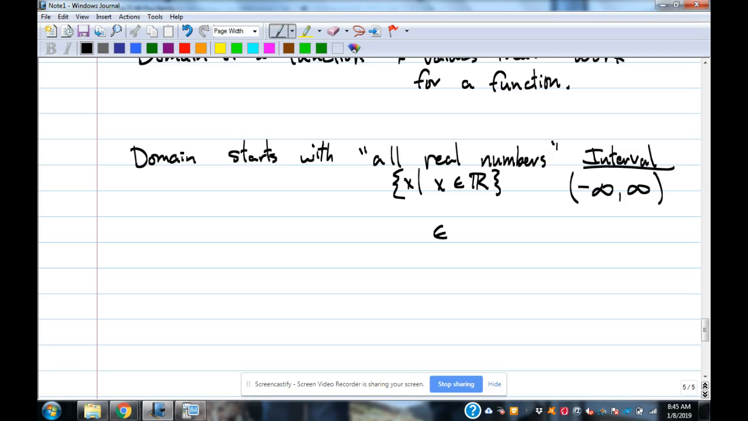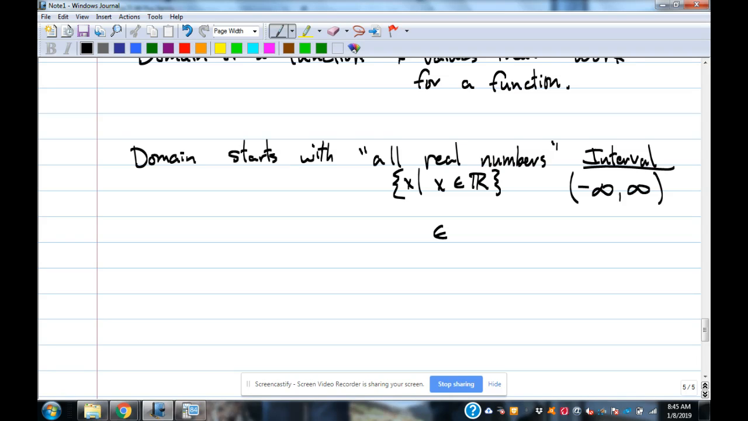So it means whatever number is on the left is where you're starting, and whatever number is on the right is where you're ending. Parentheses mean we don't include that number. And we can include infinities because we can never really get there. Once you think you're there, you go one more and you're not there anymore.